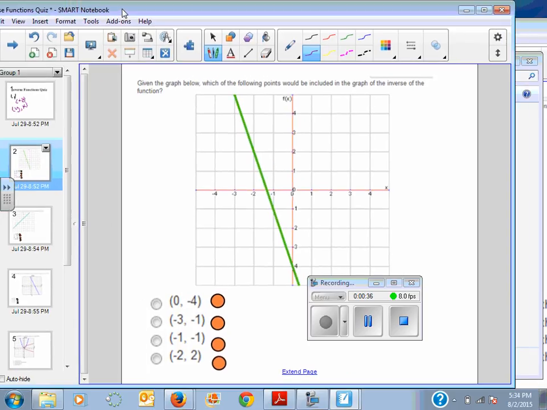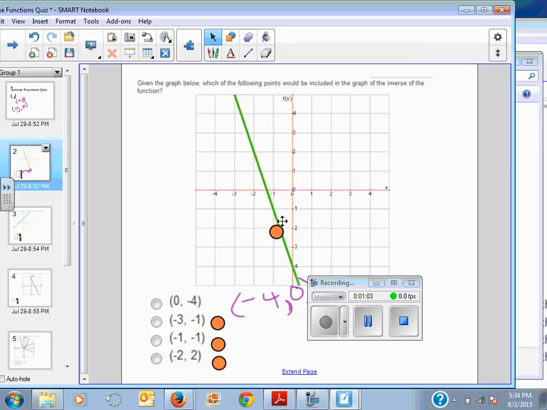All right, so here we go with the graph. Given the graph below, which of the following points would be included in the graph of the inverse of the function? Okay, so you've got these 4 points, and like your first one, 0, -4. But remember, that's x, y. Instead, let's think of this as -4, 0. If -4, 0 is on this green graph, then that's what we're looking for. So let's see. -4, 0 is going to be right there, so that's not what we want. Unfortunately, that's not it.